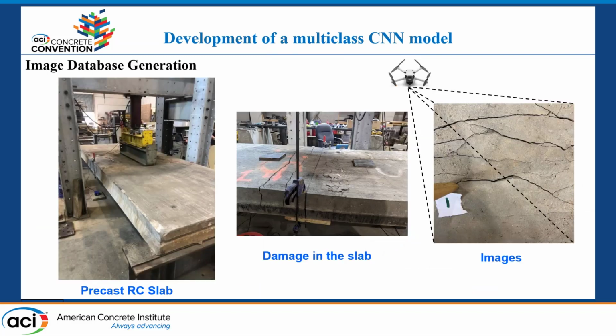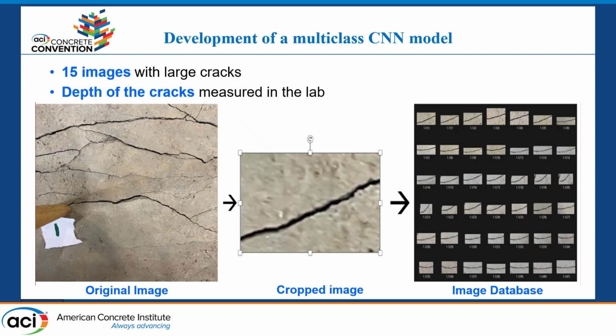So to generate the image database, we have a precast slab with damages in the slab. We use the drone to take images of the cracks in the slab. We have 15 images with large cracks. Since this is a preliminary study, we just want to focus on a single crack in a single image. So we cropped the original images and got a larger database. Data augmentation was used to generate a large amount of data.